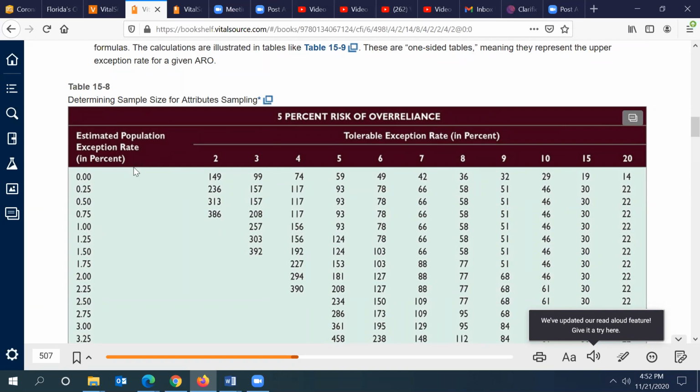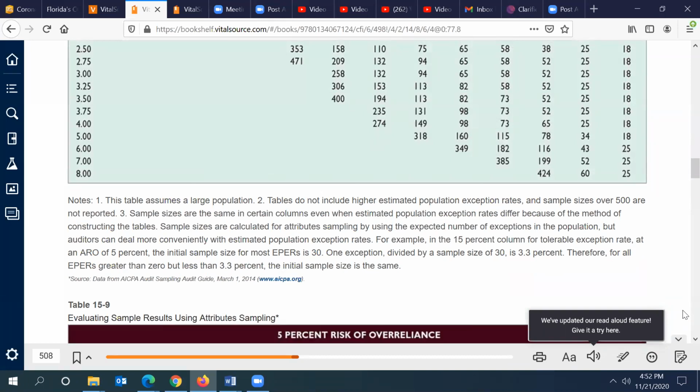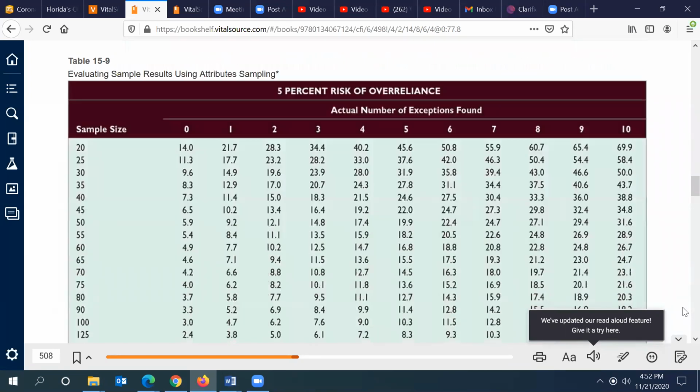So the expected population exception rate we had was 1%. Tolerable error rate, we calculated quite easily as being 5%. So the intersection of 1% and 5% is a sample size of 93. Then, coming down to table 15.9, evaluating sample results using attributes sampling.